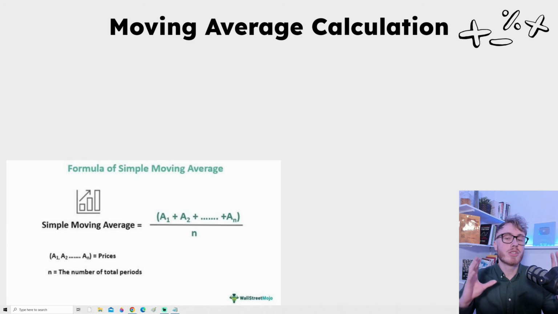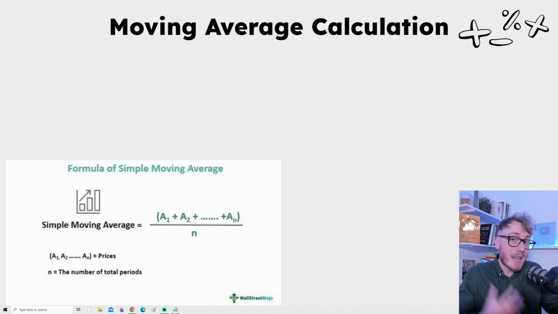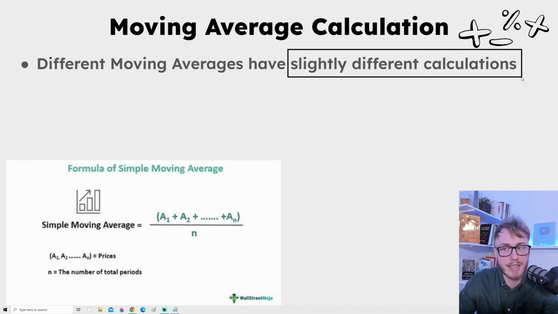And now guys, I want to just super quickly take a look at the moving average calculation. And even if you hate math or don't like math, I highly recommend that you don't skip this chapter. First of all, I will keep the chapter super simple and straightforward. And also, in order to really master moving averages, having a basic understanding of how they are actually calculated can be super useful. The first thing I want to notice is that different moving averages have slightly different calculations.